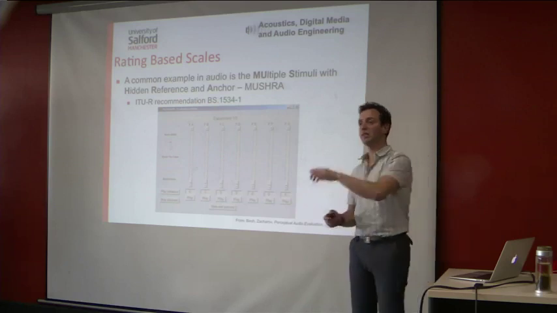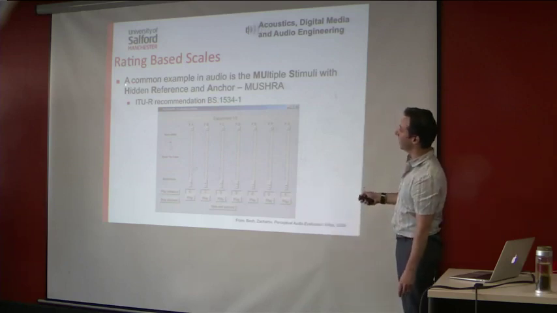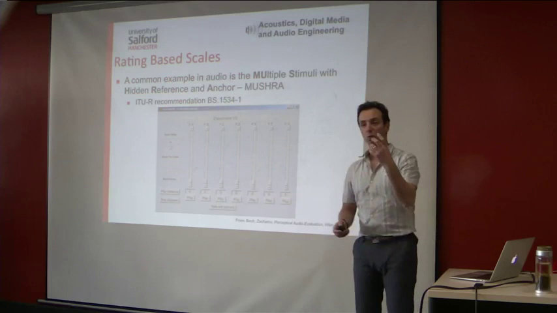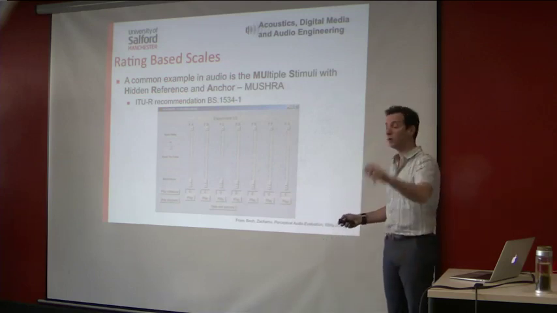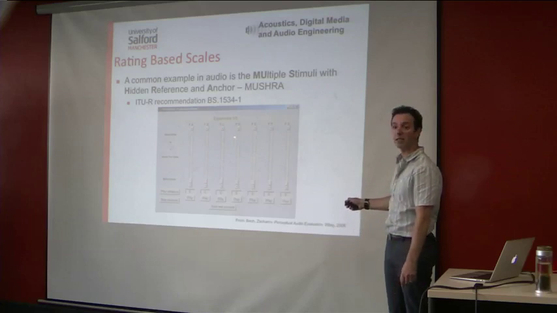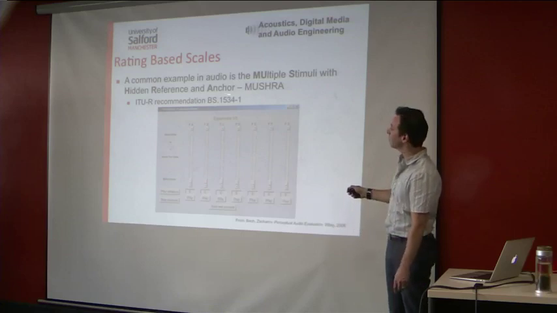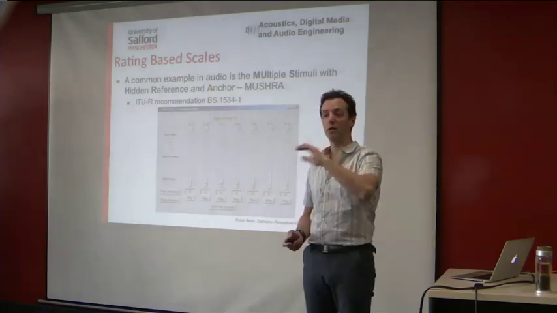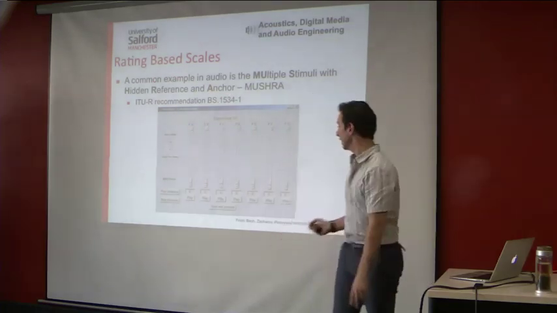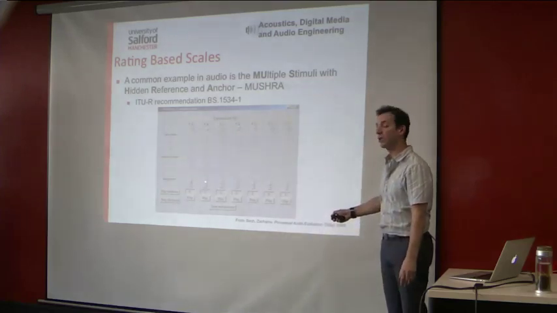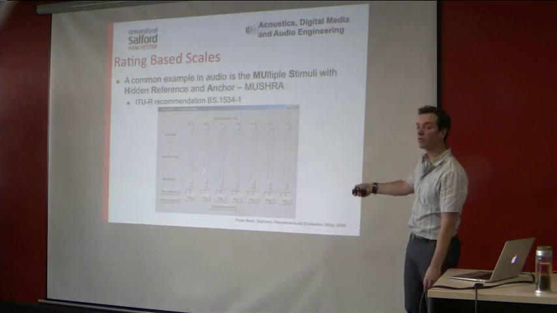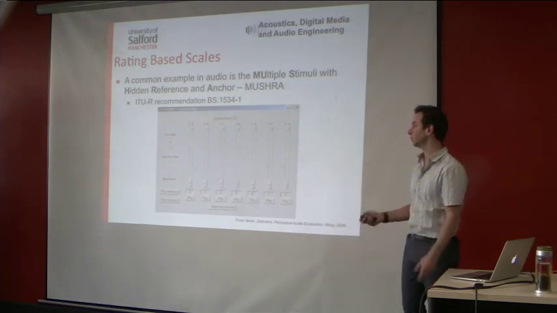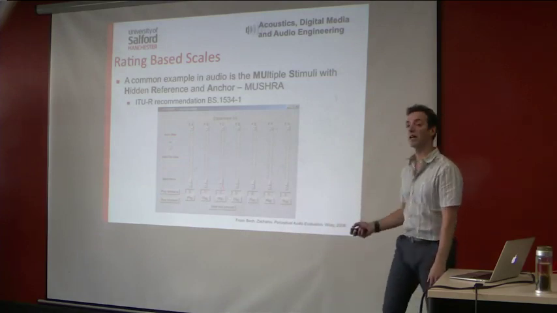Now the trick in this test is that you've got a hidden reference, which is one of the versions of the reference, and it's going to be somewhere here. And you hope your subject is going to put that at the maximum. And you also have a hidden anchor, which is one of the samples that sounds really bad, noticeably a lot worse than any of the others. And you want the subject to put that one at the bottom of the scale. That allows you to use the entire range of the scale. You force the subject to use the entire range of the scale.